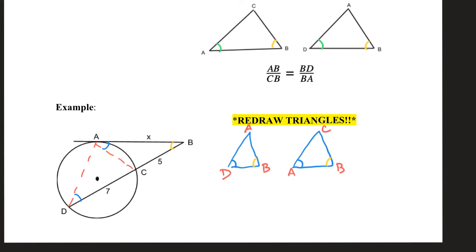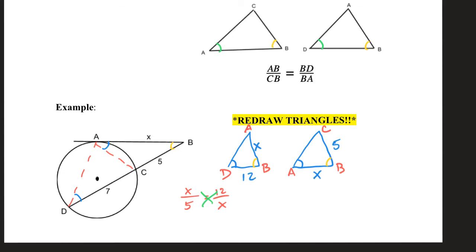So we know that DB is 7 plus 5. This whole thing is 7 plus the 5, so that gives us 12. And we know that AB is x, and AB is x over there, and CB is 5. So now we have our proportion. We have x over 5 equals 12 over x.